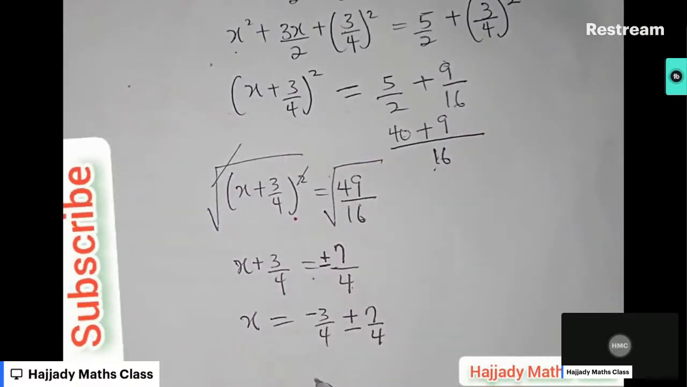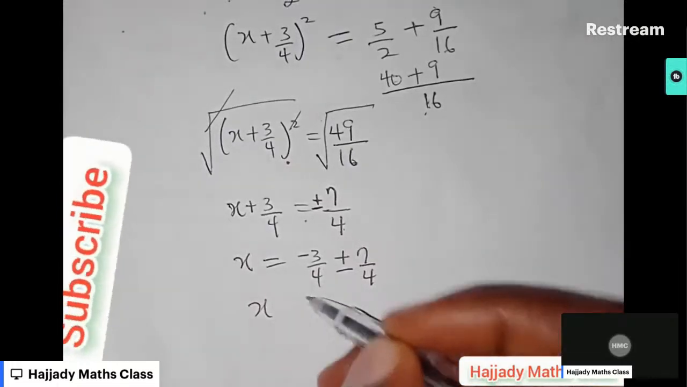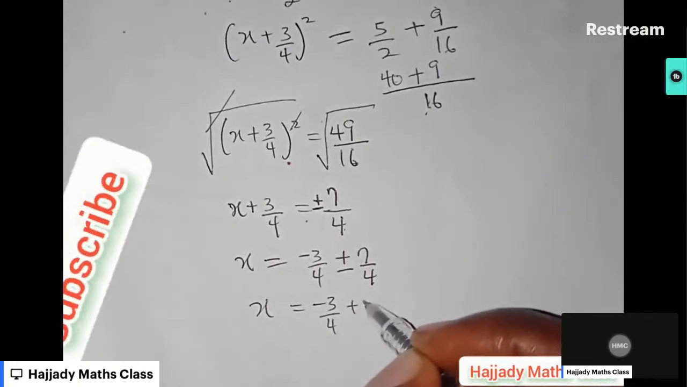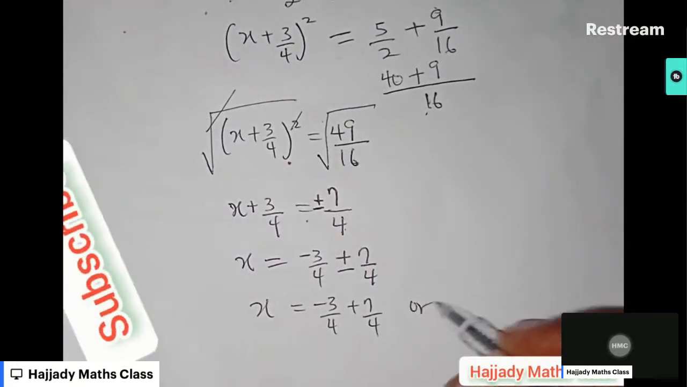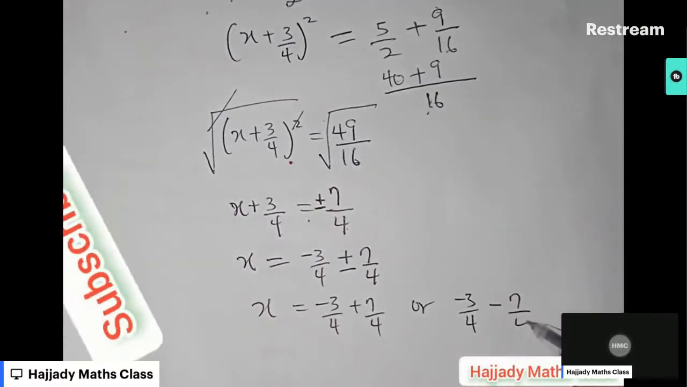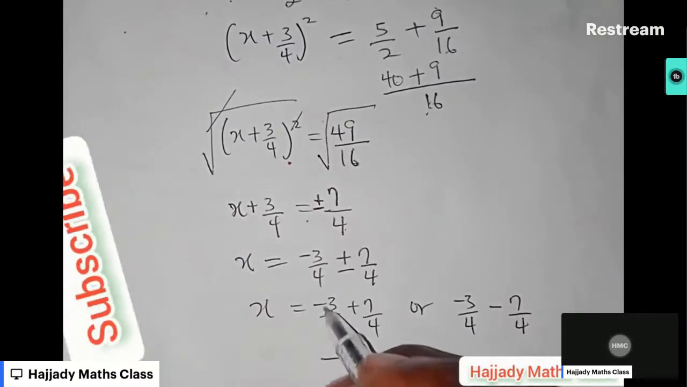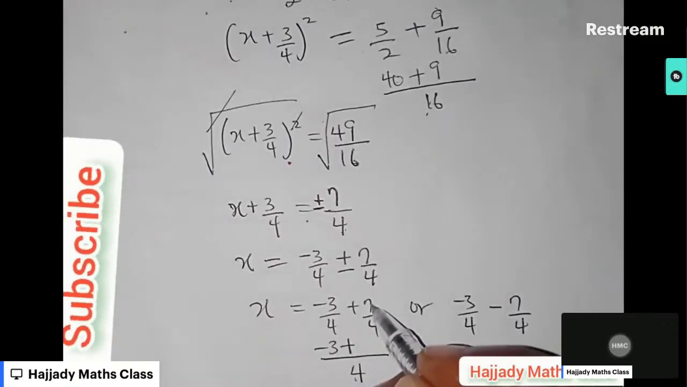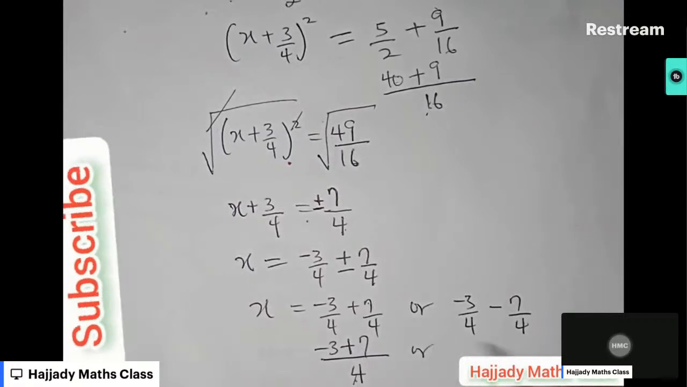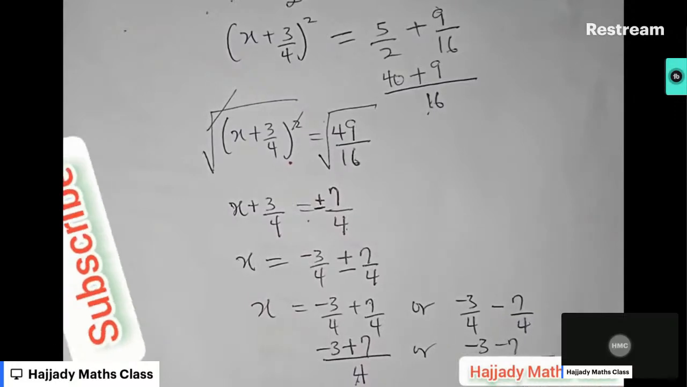Okay, so let's solve further. This can be interpreted as x equals minus 3 over 4 plus 7 over 4, or minus 3 over 4 minus 7 all over 4. So the LCM for this is 4. 4 in 4 is 1 times minus 3, we have minus 3. 4 in 4 is 1, multiplied by 7, we have 7. Or the same thing with this: here we are going to have minus 3 minus 7.